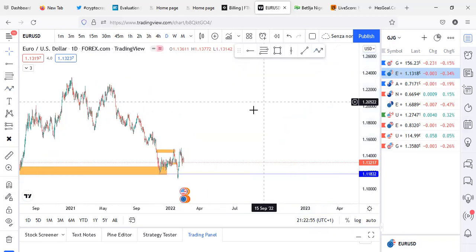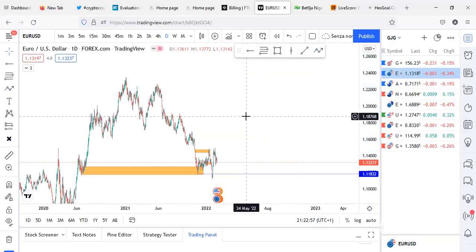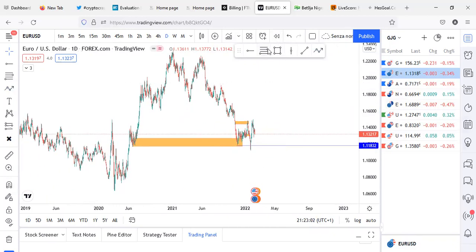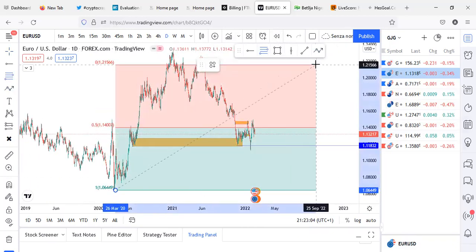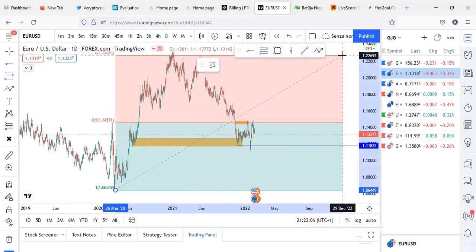So now the market will not make this easy for you. So why am I buying here? Because the market is already at a discount. So you buy at a discount. So it's good enough here to buy.